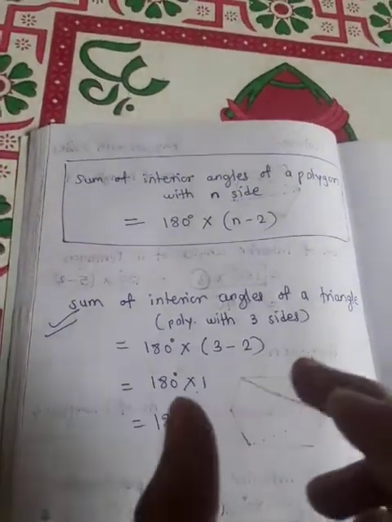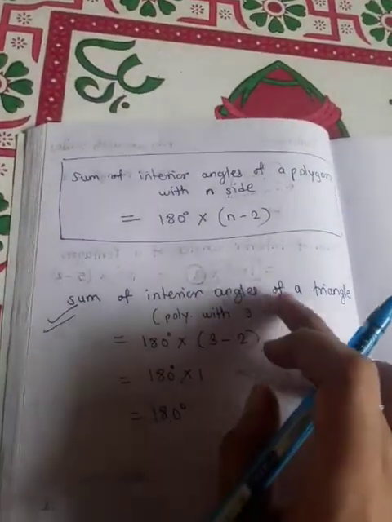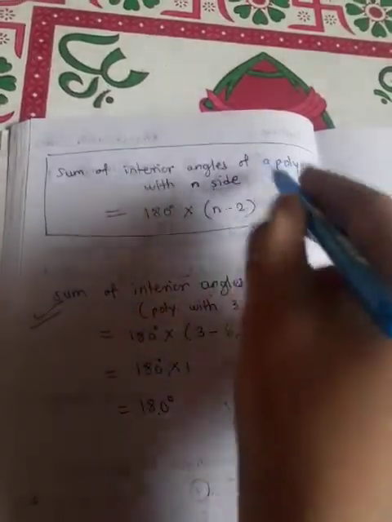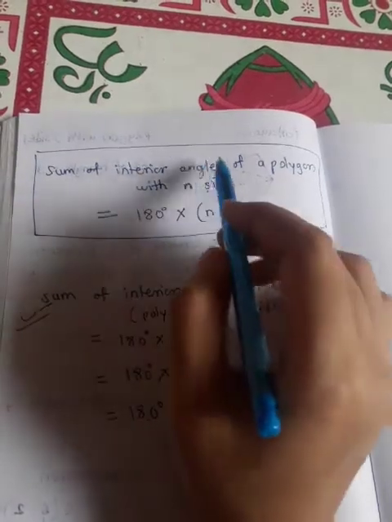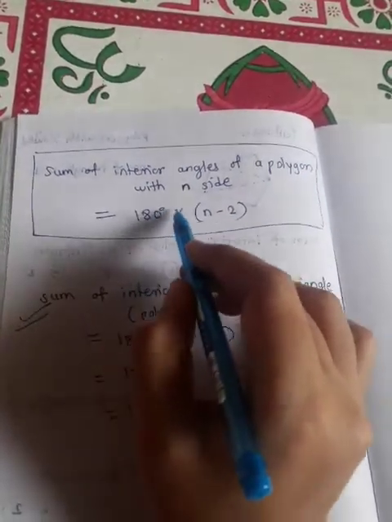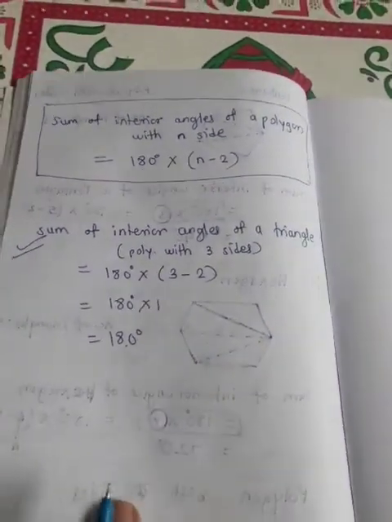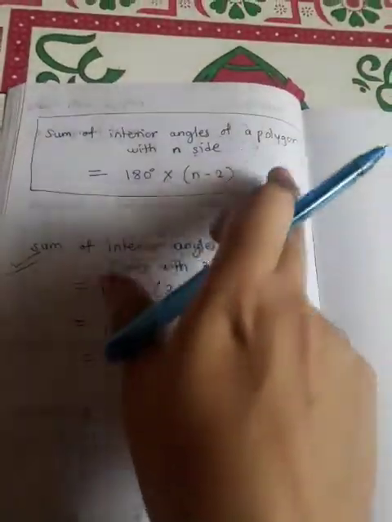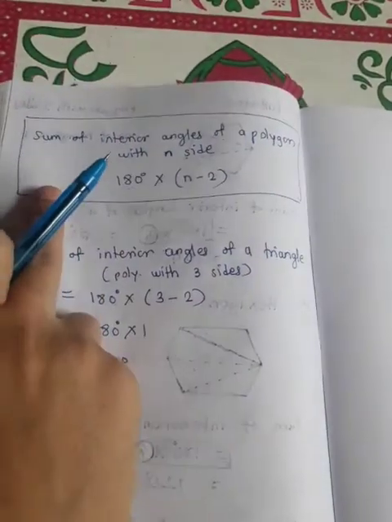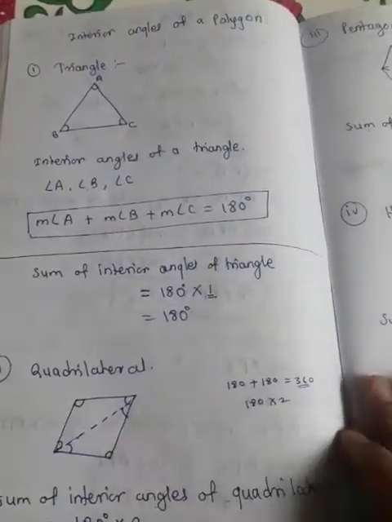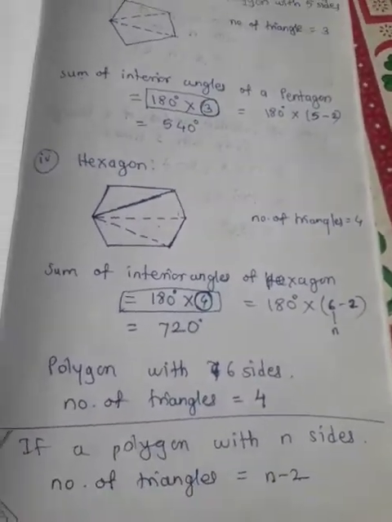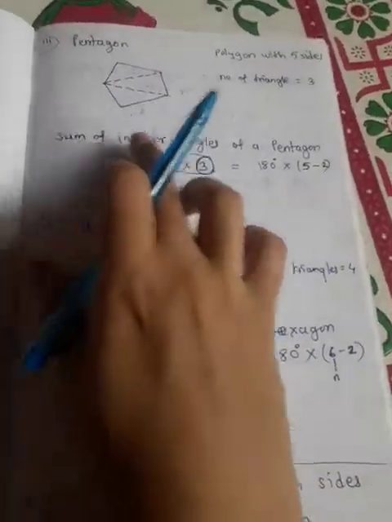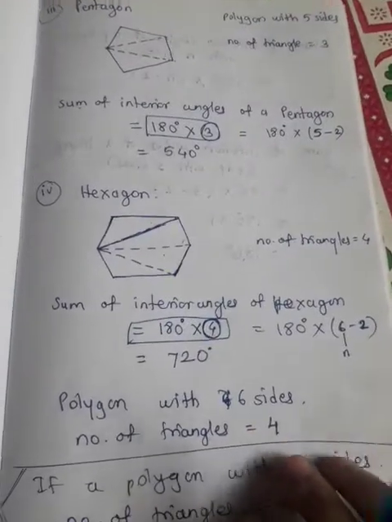Okay, like this you can find the sum of interior angles of any polygon by using this formula. Meaning if a polygon has n sides, then the sum of interior angles of that polygon is 180 degree into n minus 2. And we have found this formula from this information. Okay, 1, 2, 3. In general we have found the formula for the sum of interior angles of any polygon.